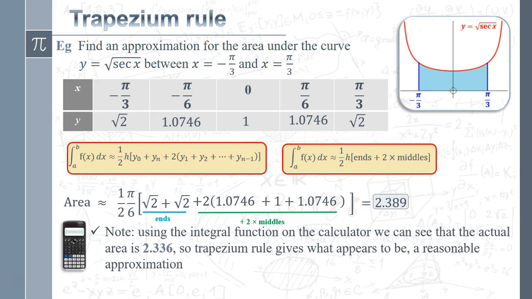Now, you can check what you're doing here, because your calculator will have an integral function on it. So if we just bang that into the integral function on our calculator, we see the actual area is 2.336. We got 2.389. So we can see the trapezium rule is giving a reasonable approximation. But we can improve on that, and in the next video we'll look at how we can get a better approximation and get much closer to the actual value.